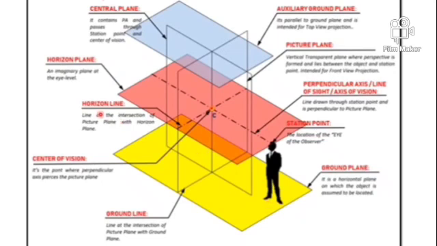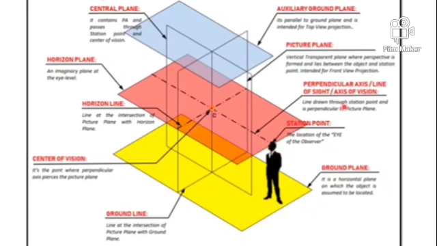The second one is horizon line. It's denoted with the HL. This is the line of intersection of the horizon plane and the picture plane. The front view of the station point is always located in the horizon line.